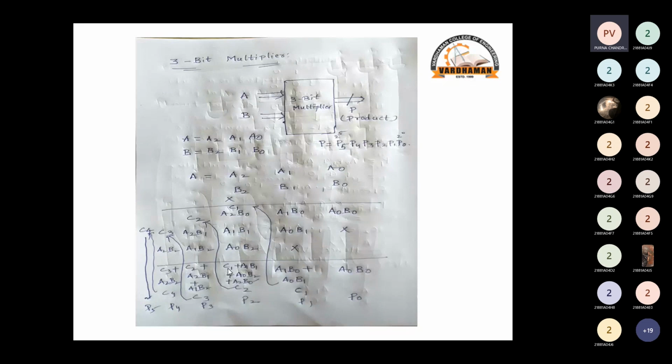Full adder is for only adding the 3 bits. That's why we are not going to implement this 3-bit multiplier directly. So we'll break it into two parts. Okay, so what are the two parts here?